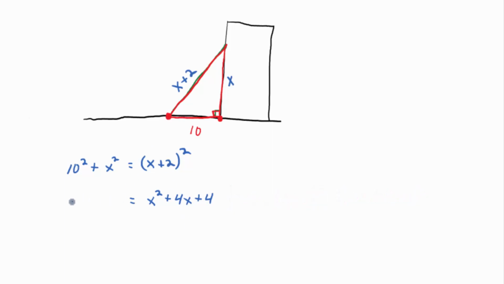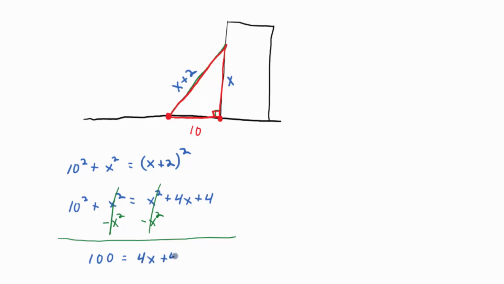Okay, and on the left side, that doesn't change. So now we've got a polynomial equation. How do we solve it? What's going to happen when you try to get like terms together, like the x squared terms? Say you want to subtract this term to the other side. What happens then? It goes away. And you're left with, well, what's 10 squared? 100 equals 4x plus 4. So this turns out to be a linear equation. Finish it up for me.